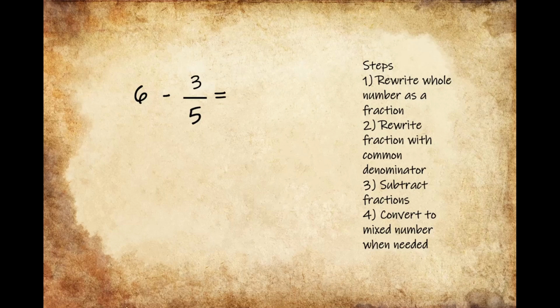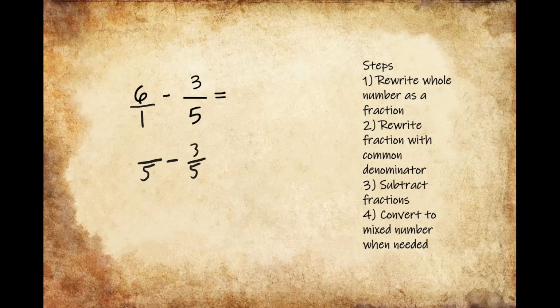And looking at our steps here, our first step is to rewrite the whole number as a fraction. And whenever we're rewriting a whole number as a fraction, our whole number is now going to be our numerator, and our denominator is going to be 1. So now that we've rewritten our whole number as a fraction, the next step is to rewrite these fractions with a common denominator. And we know that both 1 and 5 have a common denominator of 5, so we're going to go ahead and rewrite these fractions down below with our common denominator of 5.